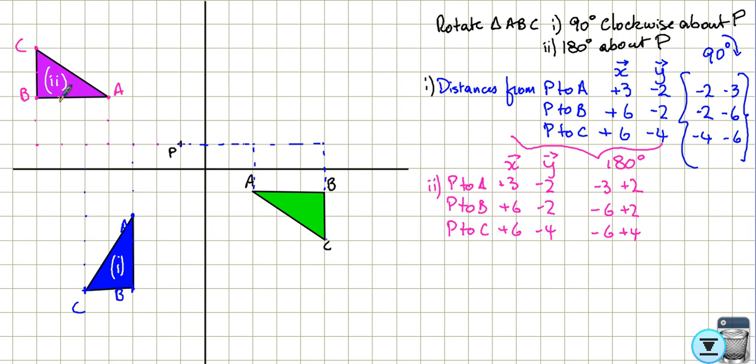So that is the work which we need to do, okay? We're applying the rules for rotating by 90 and 180, but this time we had to do that little bit extra work so that we could find the new distances, okay?